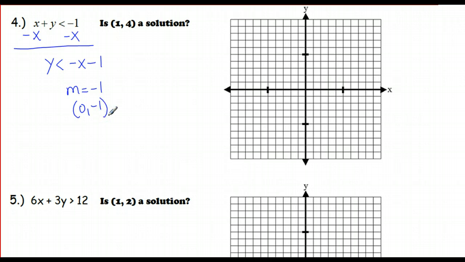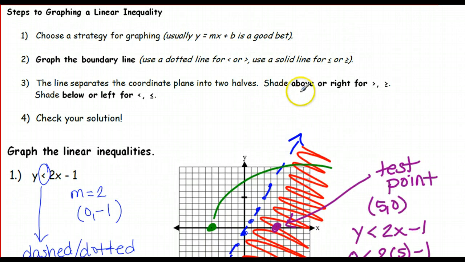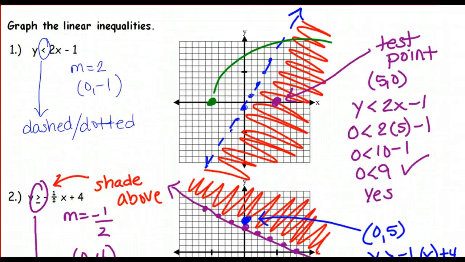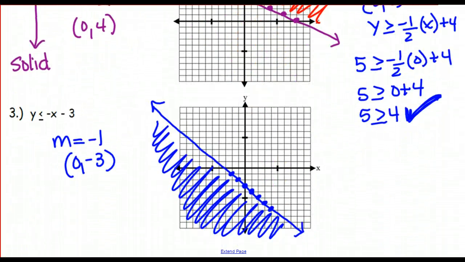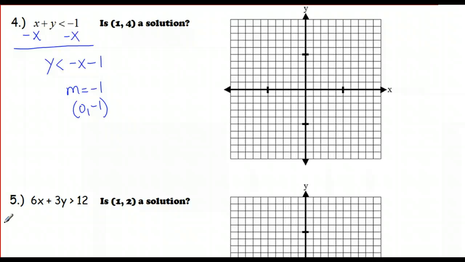So we can go ahead and plot that. Whoops, not sure what happened. I went back to the first page. Alright, here we go. Alright, 0, -1. Not sure what's going on today. So 0, -1 is here, and then my slope is down 1, right 1, down 1, right 1, down 1, right 1, and it's going to be a dashed line.